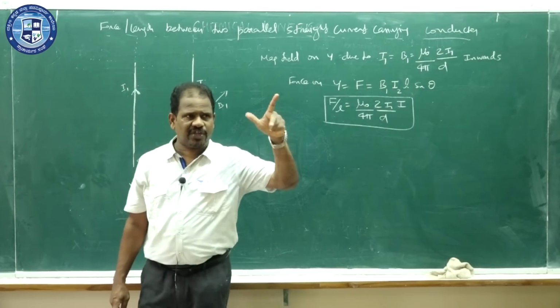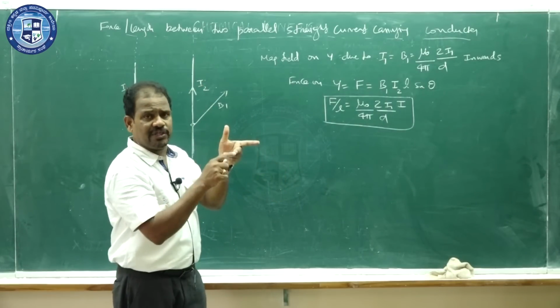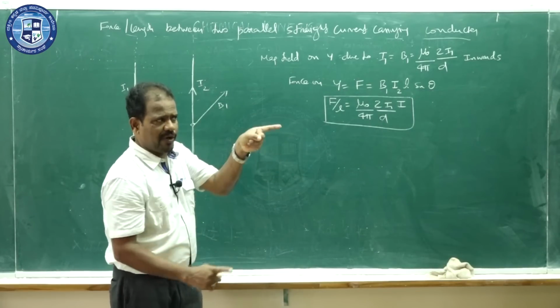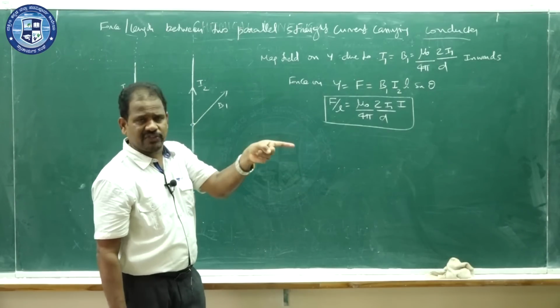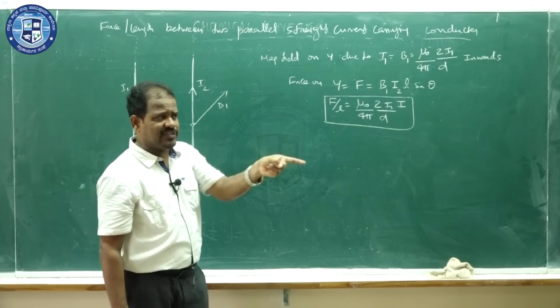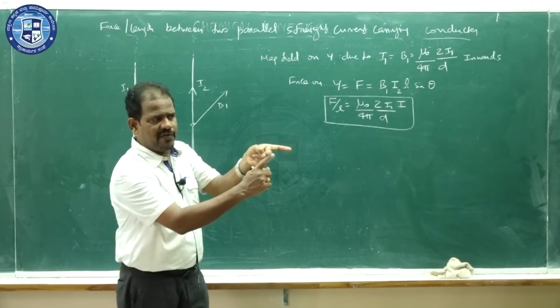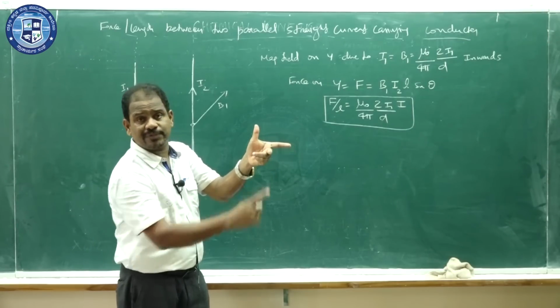Stretch the first 3 fingers of the left hand mutually perpendicular to each other. Four fingers show the direction of the magnetic field. Always stretch one finger first. Fix it. Middle finger shows the direction of the current. Middle finger also fixed. Then thumb shows the direction of the force.